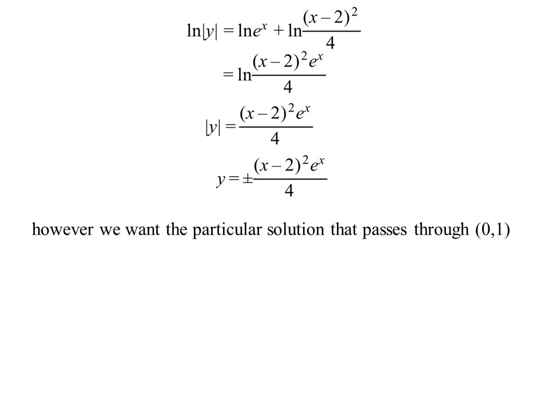But remember, we are looking for the particular solution that solved the problem that went through (0, 1). So the question is, which one is it? Well, we want the positive. The positive would make that (0, 1). If I went for the negative, I'd get (0, negative 1). So that's not the one we want. We want (0, 1). So there's our solution.